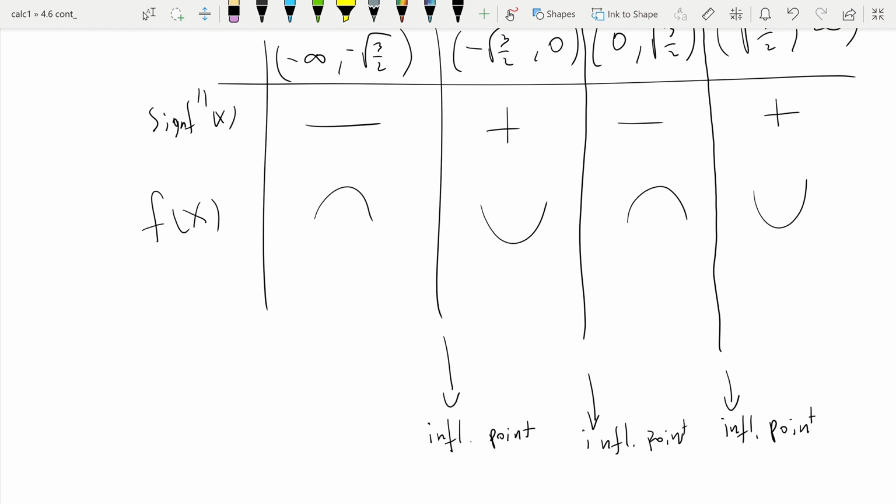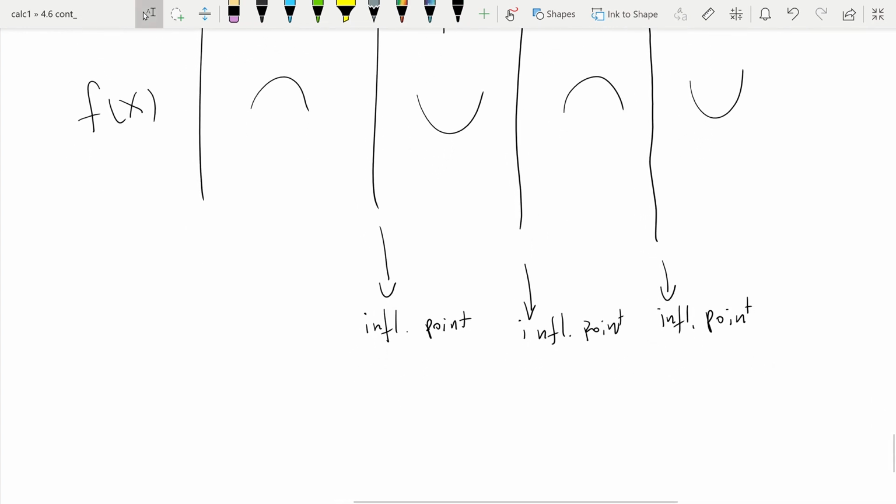Here at the point minus square root of 3 over 2, we went from concave down to concave up. At 0, we switch from concave up to concave down, and at square root of 3 over 2, we switch from concave down to concave up. So these 3 points are inflection points.